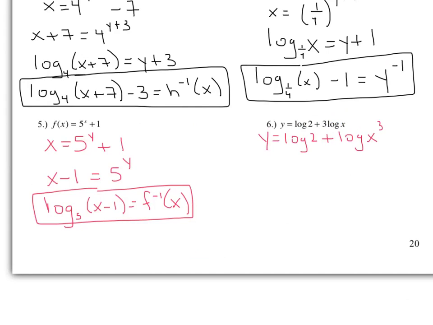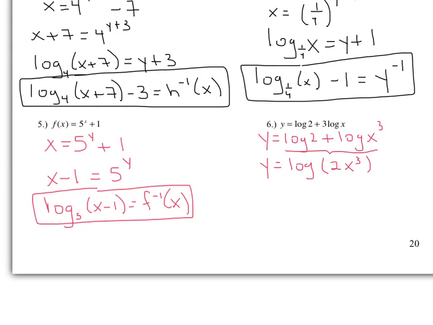Now I want to condense this into a single logarithm, and I notice that they're being added together, so I'm going to use the product property, which indicates that I would multiply. So you have log, and then we're going to multiply 2 times x cubed. So now I have one single log, and from here we're going to rewrite it so we can find the inverse.